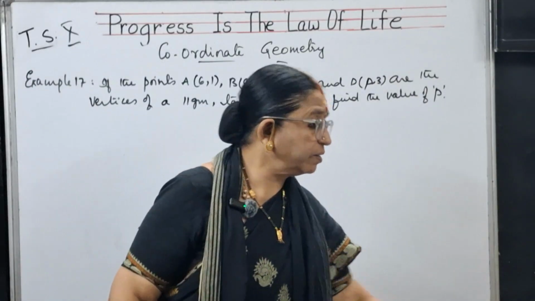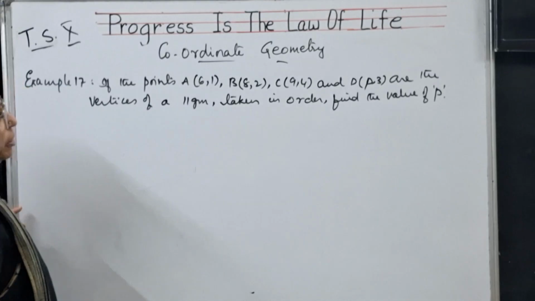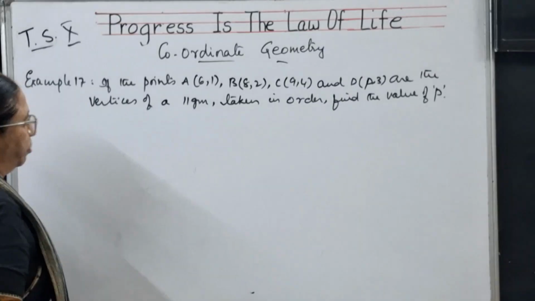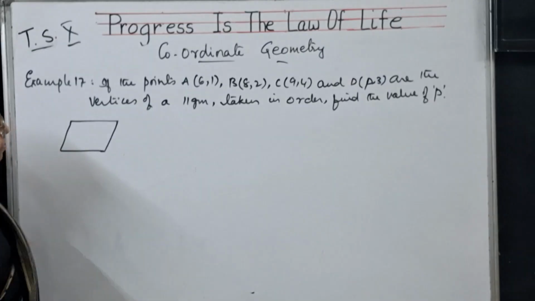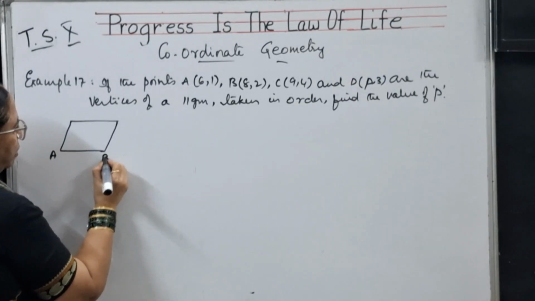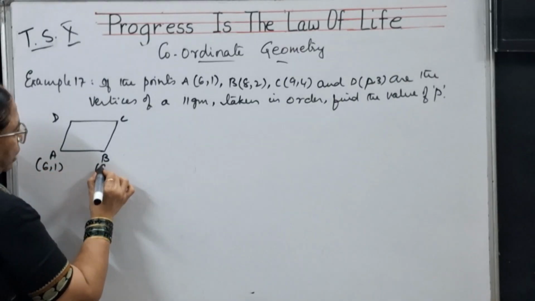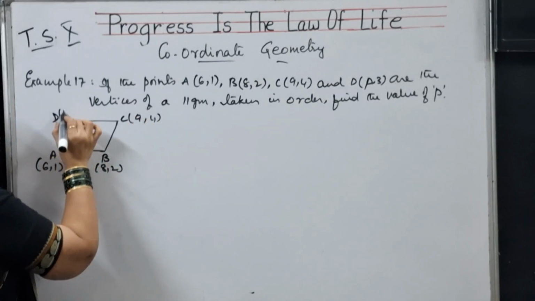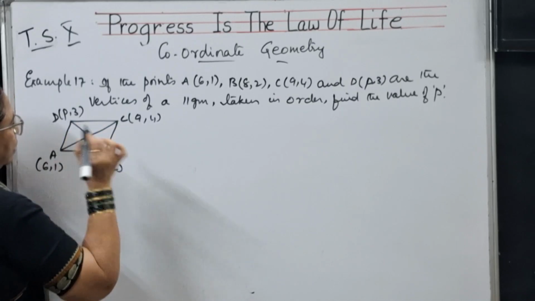Now, example 17, children. If the points A (6, 1), B (8, 2), C (9, 4) and D (P, 3) are the vertices of a parallelogram taken in order, find the value of P. So this is a parallelogram in which A, B, C, D order I told you. A (6, 1), B (8, 2), C (9, 4) and D (P, 3). So this is a diagonal and this is a diagonal.